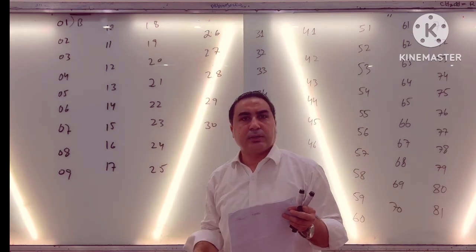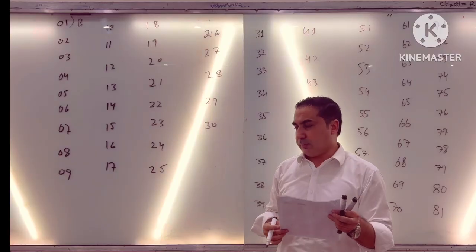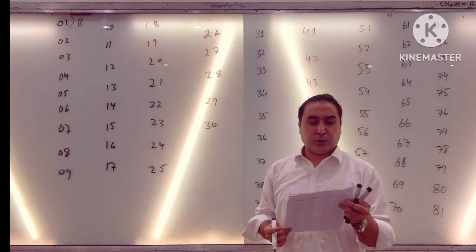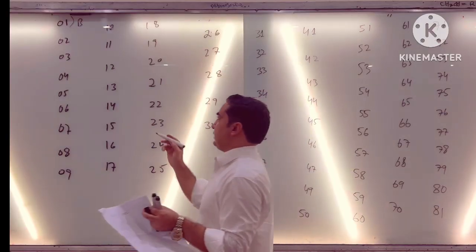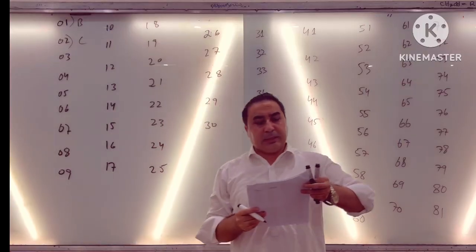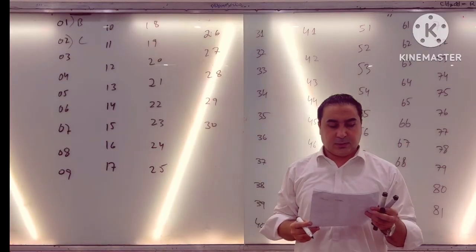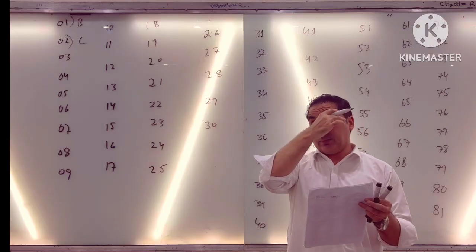MCQ number 2: the ability to walk along a straight line is because of this. For straight line walking, proper walking and balance, the part that mainly controls it is the cerebellum. The options are medulla oblongata, cerebrum, cerebellum, pons. So the correct option is C, cerebellum.